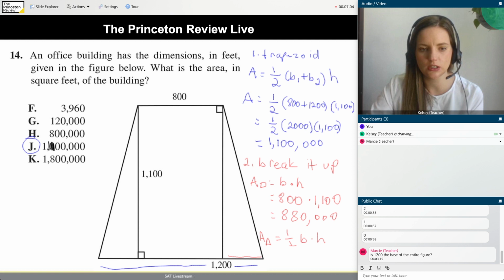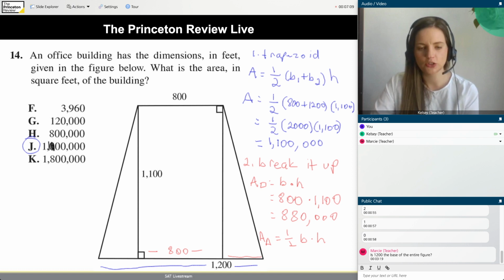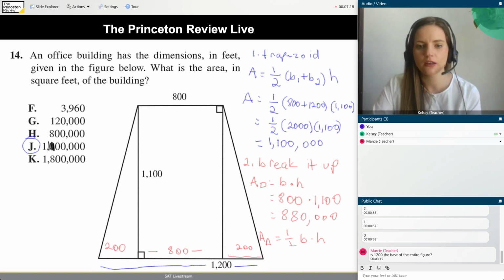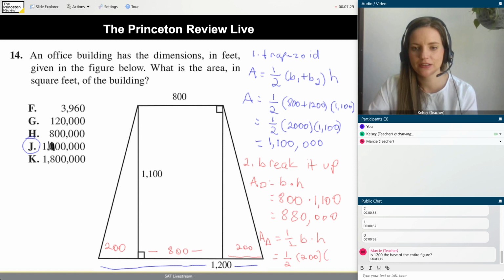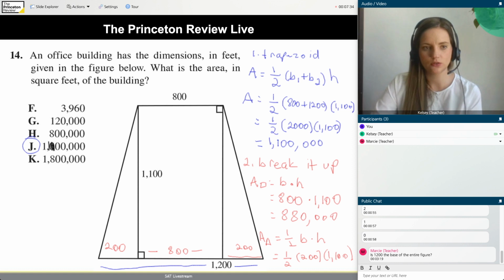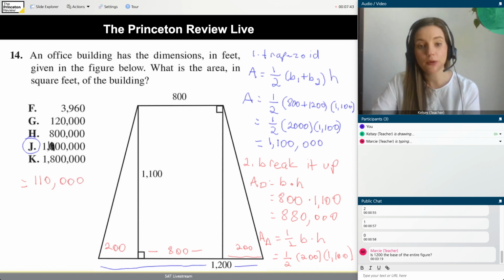If this is 800 here, then down here we need to have 400 split between the two legs. So this is going to be 200 and 200. Now we have what we need to be able to calculate the area of one of those triangles. So that's going to be equal to 1/2. The base we know is going to be 200 now, and the height gives us 1,100. And so to calculate the area of one of those triangles, that's going to give us 110,000.